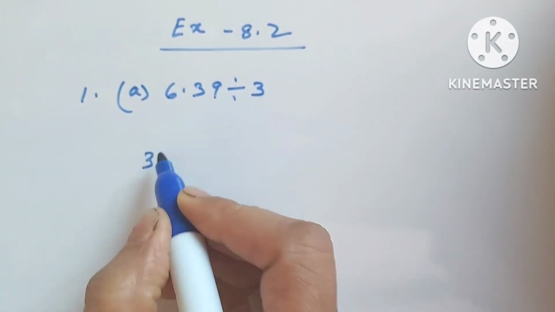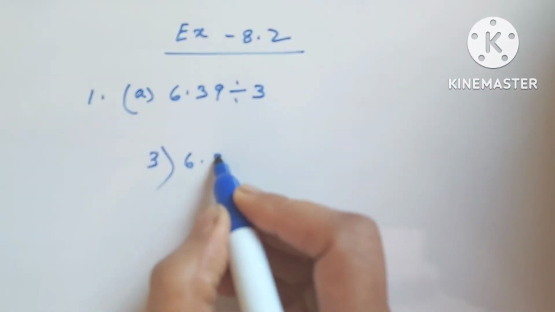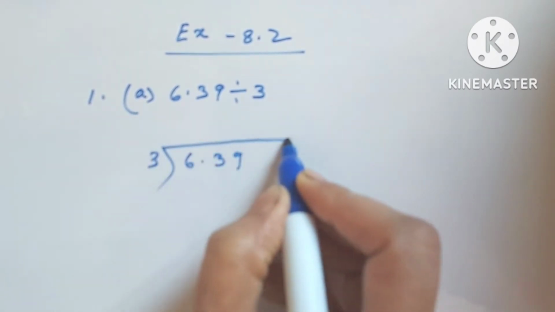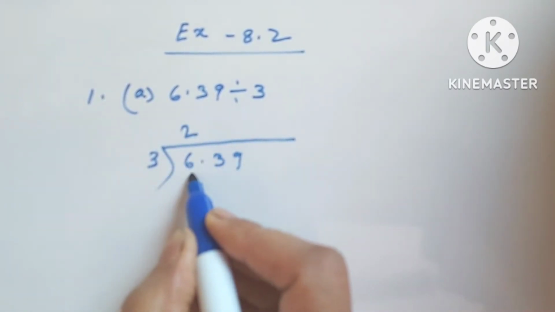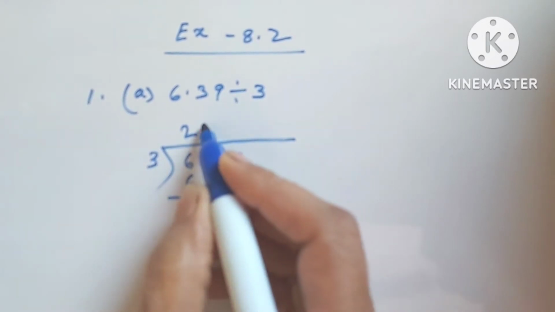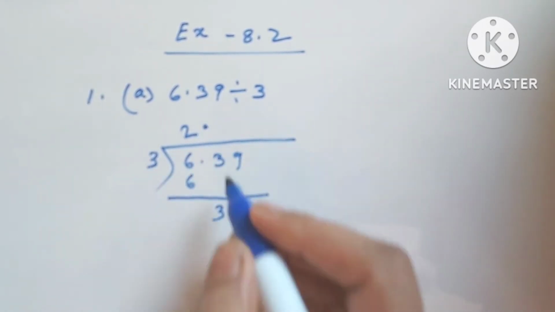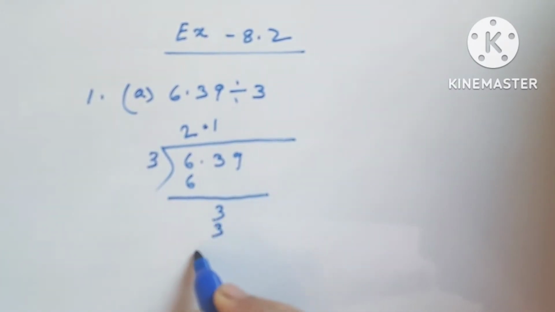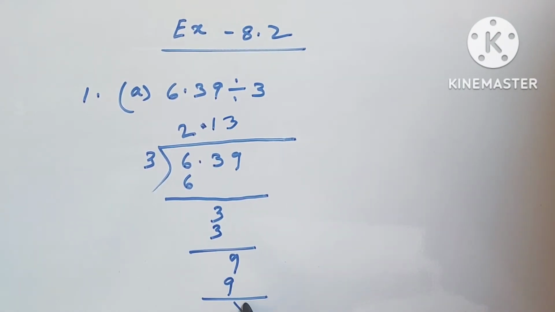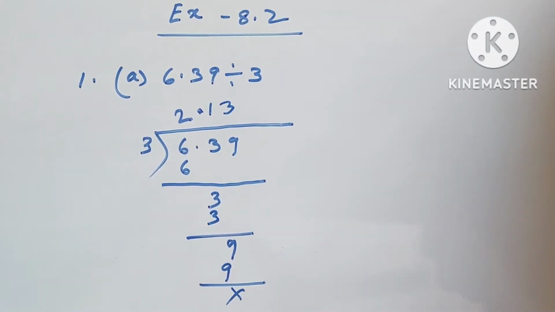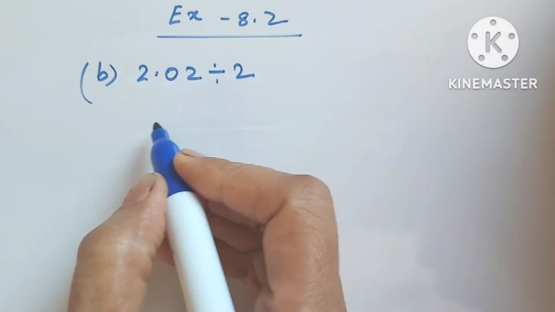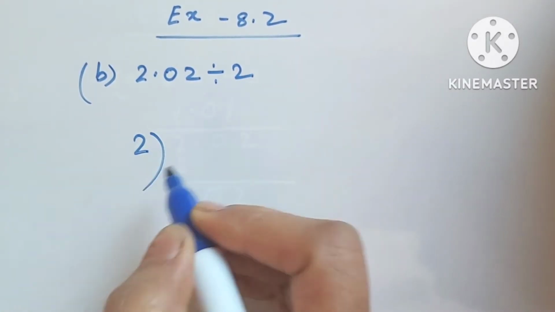6.39 divided by 3. 3 into 6 is 2, put the decimal number, and then 3 into 3 is 1, 3 into 9 is 3. So the answer is 2.13. Now next.